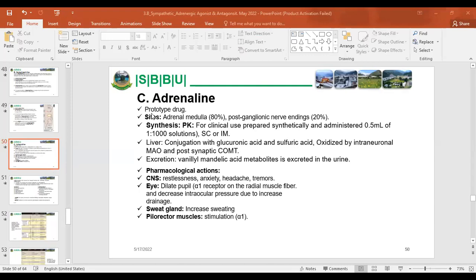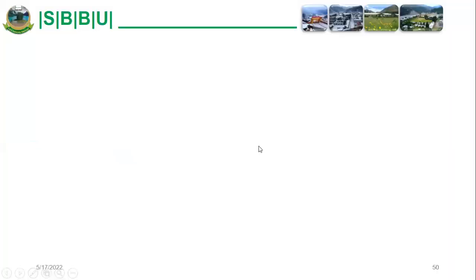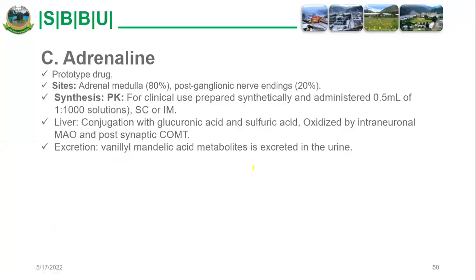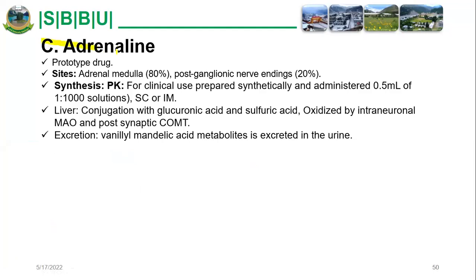Adrenaline is a prototype drug. Let me explain it again. Guys, this is the prototype. Adrenaline is a prototype drug. Sites: 80% is produced by the adrenal gland, while post-ganglionic endings produce 20%.